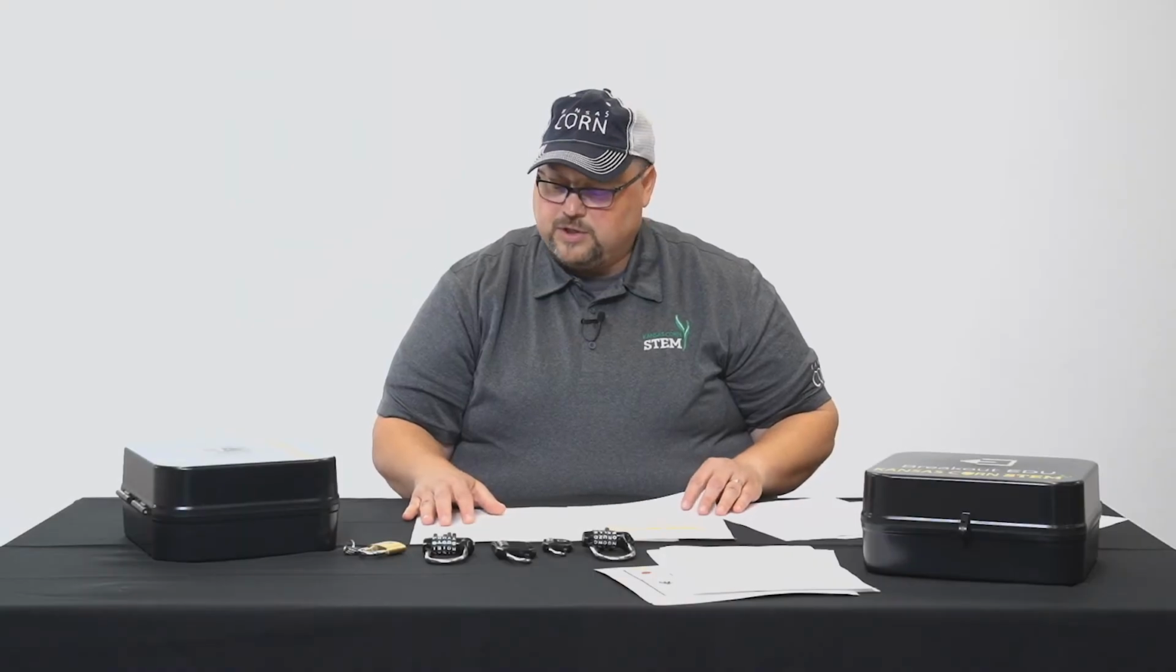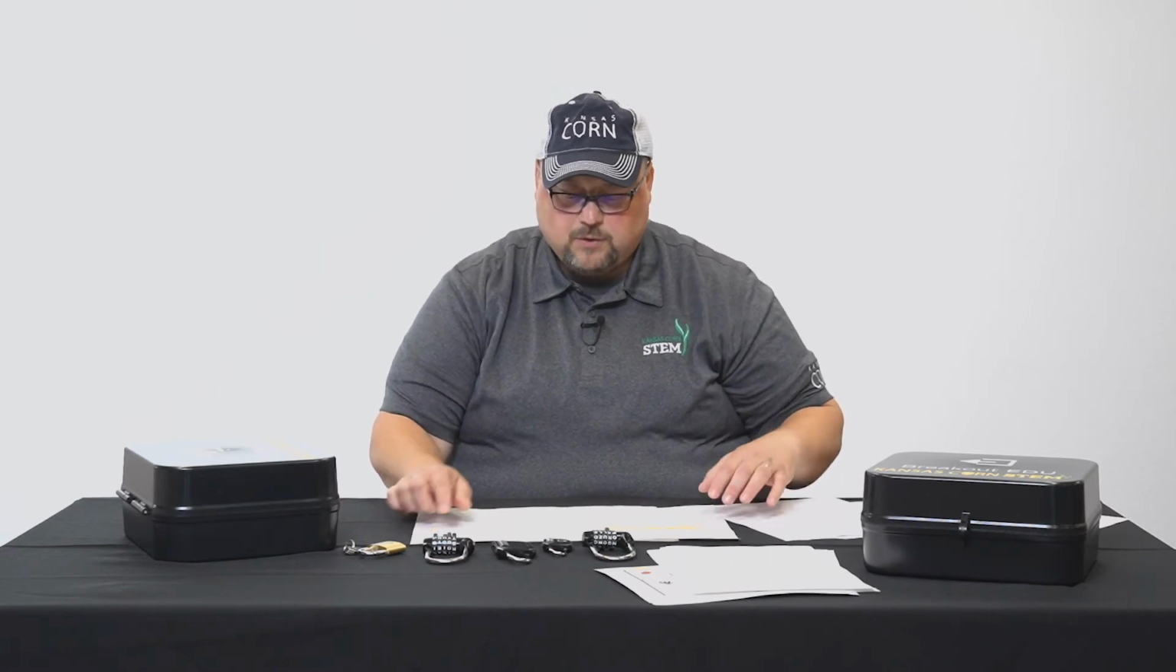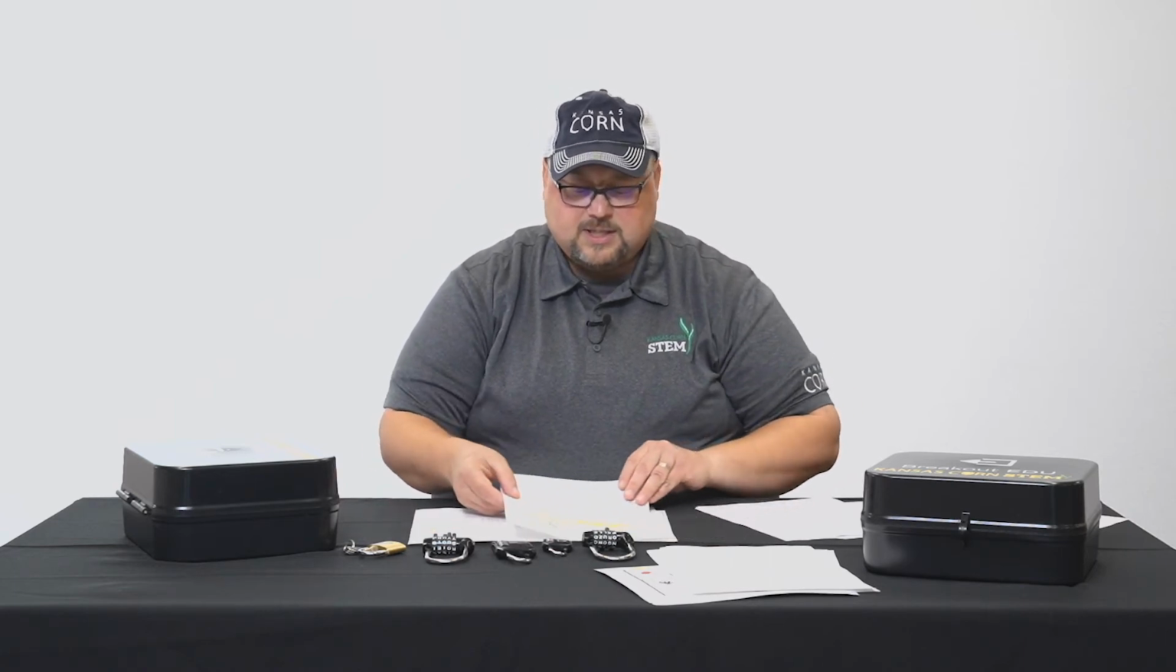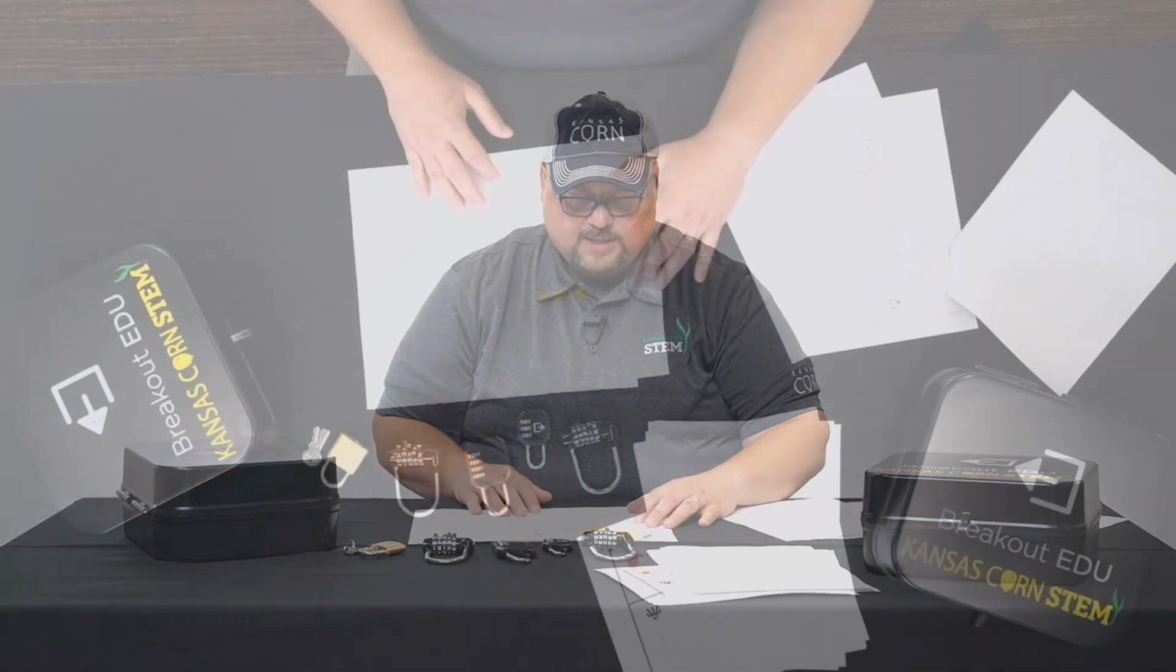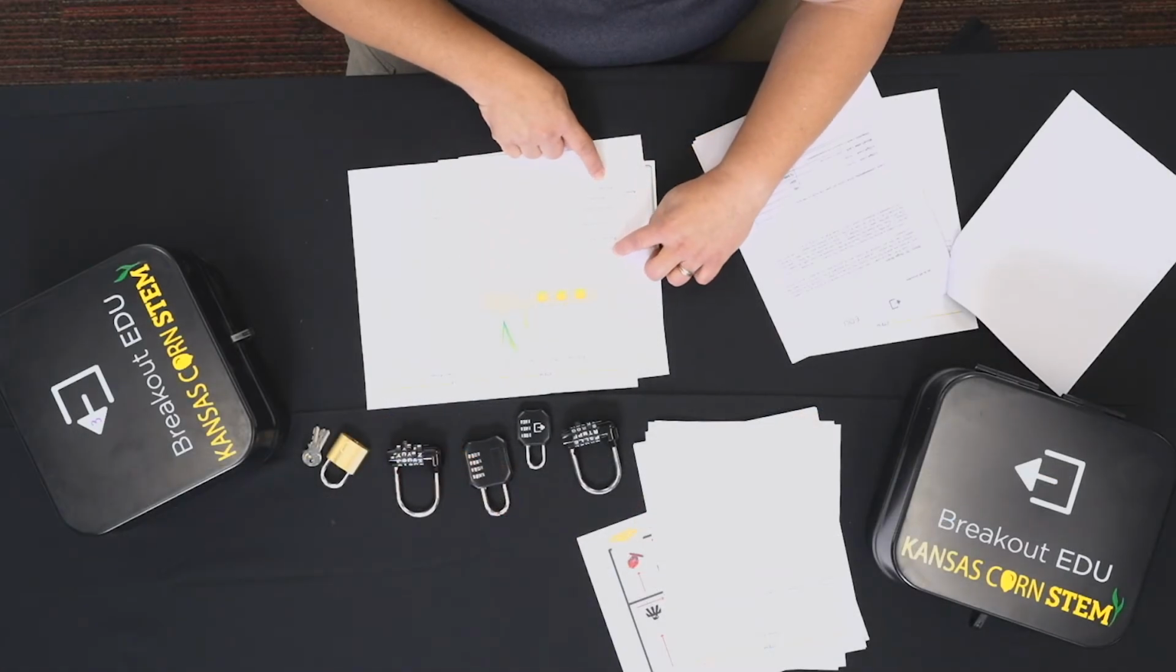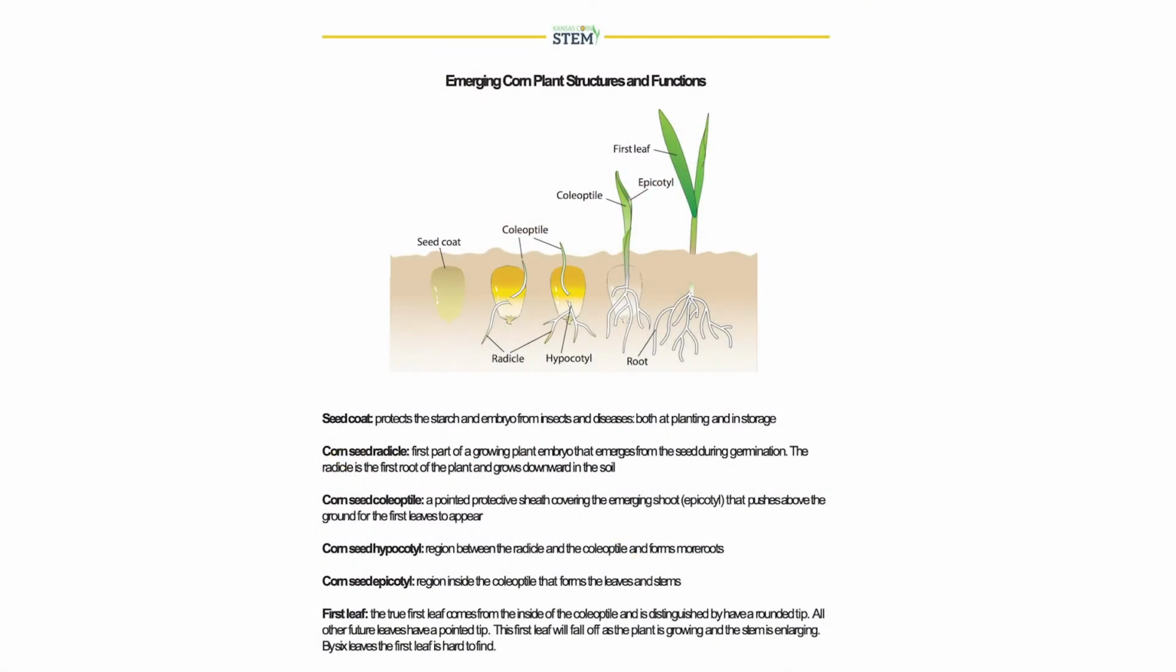So that's the key information there, between the seed coats and the first leaf. When we look at this paper here, it has the seed coat and the first leaf at the top and the bottom. And then from there on, it has radicle, the corn seed radicle, the coleoptile, the hypocotyl, and the epicotyl.